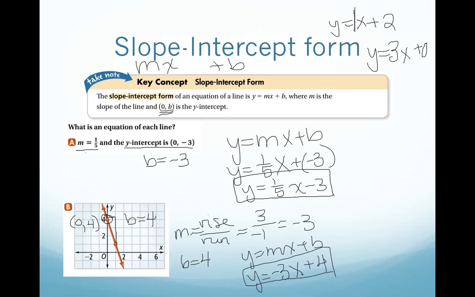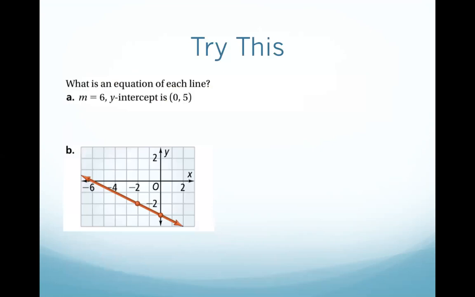Okay, where m is the slope and b is the value where the line crosses the y-axis. A lot of times we'll say b is the y-intercept. It's not completely accurate. We just have to keep in mind that the y-intercept is a point and should be an ordered pair. All right, let's take a look at our next example here. I'd like you to try these two on your own and then we will go over them together.